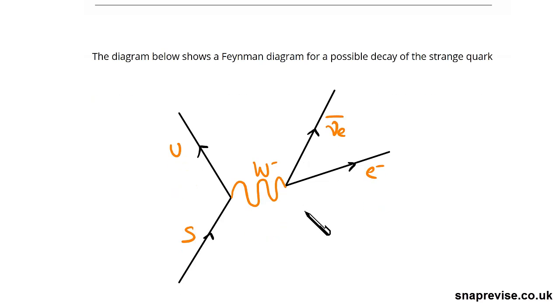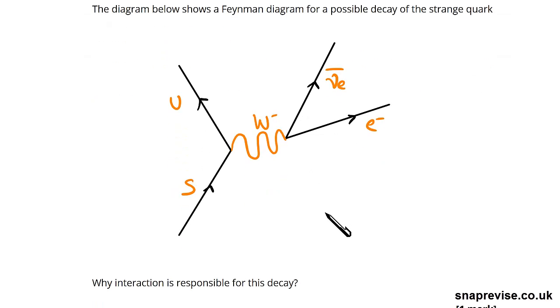So now we're back to a Feynman diagram. We haven't seen one of these for a while. The diagram below shows a Feynman diagram for a possible decay of the strange quark. So here we started with our strange quark. That's decaying by the weak interaction into an electron antineutrino and an up quark.